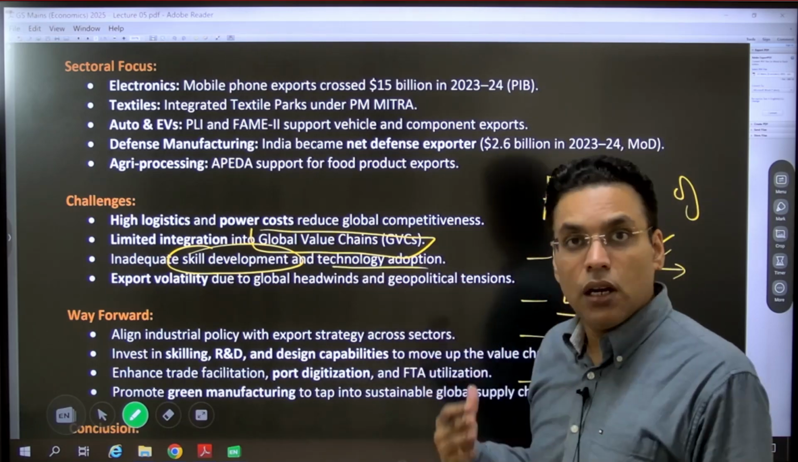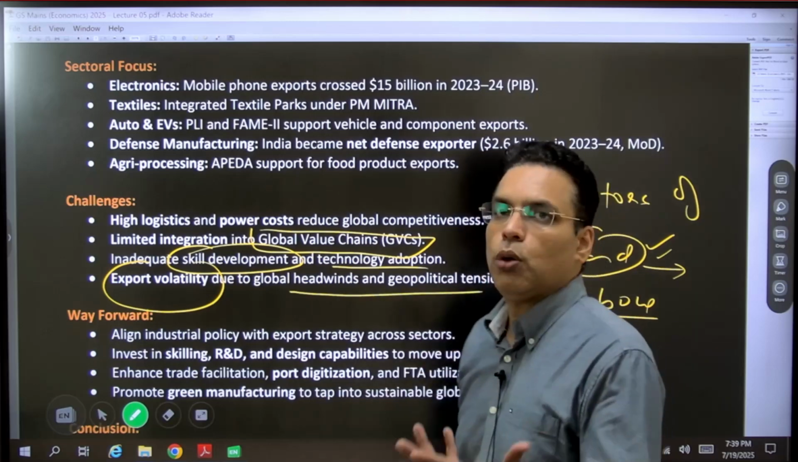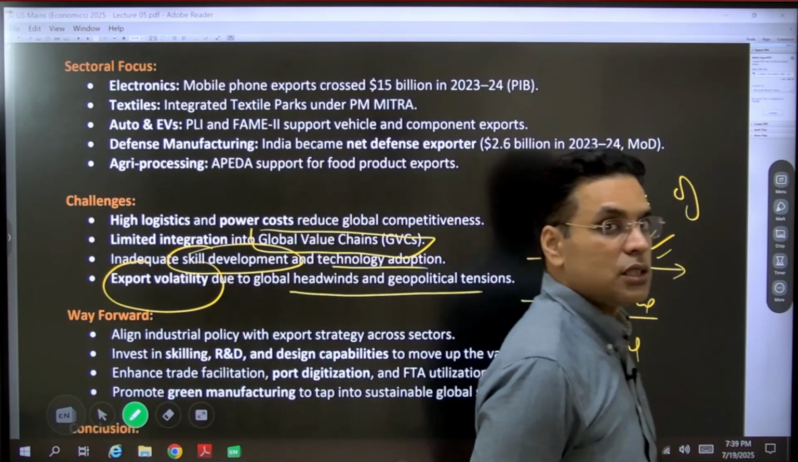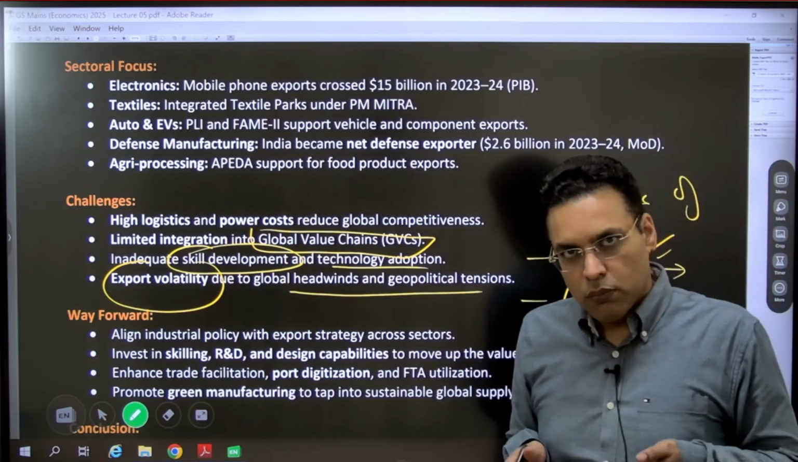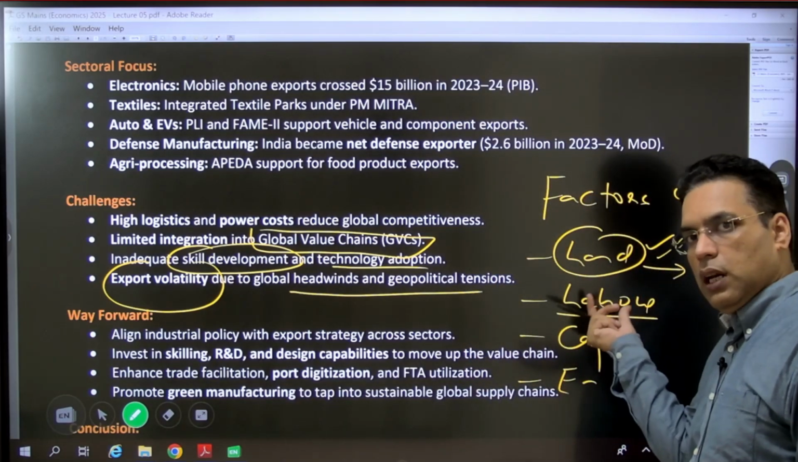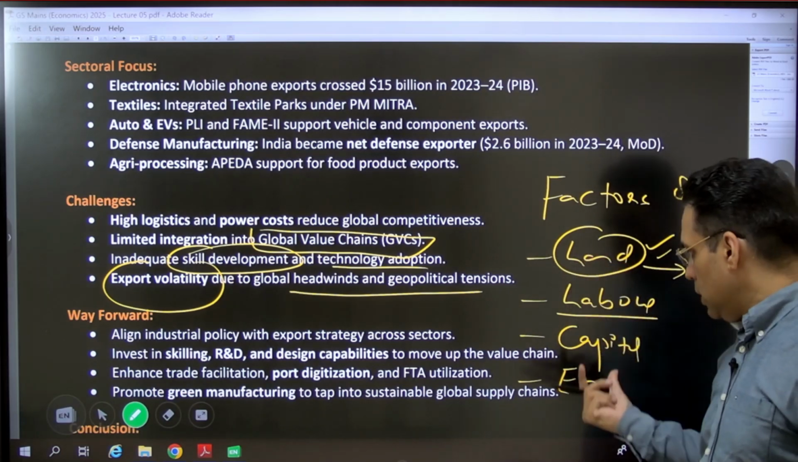Technology adoption is still not very high. Export volatility because of the geopolitics or global factors. So you can easily link your understanding by the challenges. So we have a domestic problem within the economy: high cost of capital, labor is less skilled, land acquisition is difficult, it is costly.